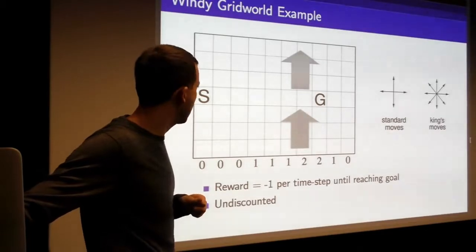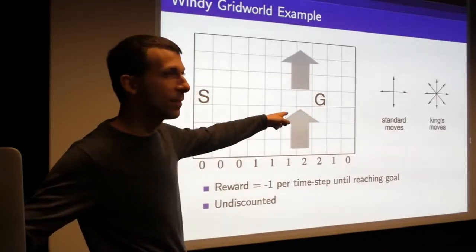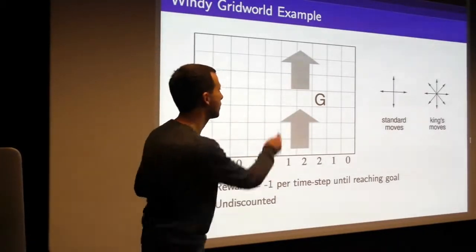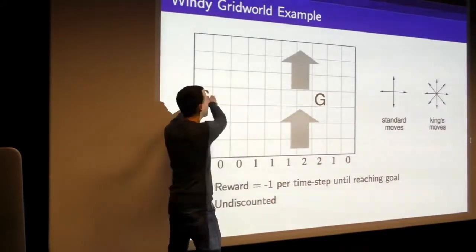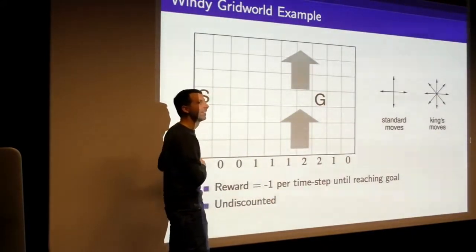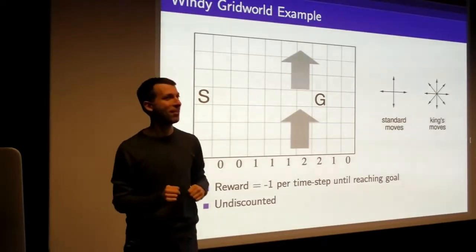So maybe this is a version that just uses the standard moves then. I'll have to check that. I think this might just use standard moves, and that the wind blows you in a diagonal direction. You're right, that would be 2 in that case.